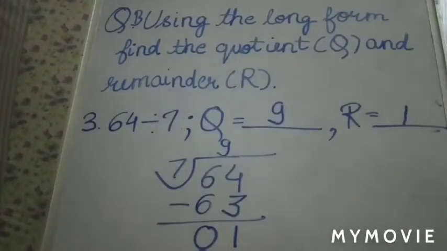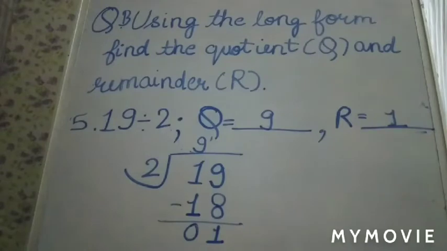Now I am taking the third one. You have to divide 64 by 7. Now you have to speak the table of 7. 7 ones are 7, 7 twos are 14, 7 threes are 21, 7 fours are 28, 7 fives are 35, 7 sixes are 42, 7 sevens are 49, 7 eights are 56 and 7 nines are 63. So you will take 7 nines are 63 because 7 tens are 70, which is greater than 64. So you have to take 9 times. 7 nines are 63. Now you will subtract 63 from 64. So you will get remainder 1 and quotient 9.